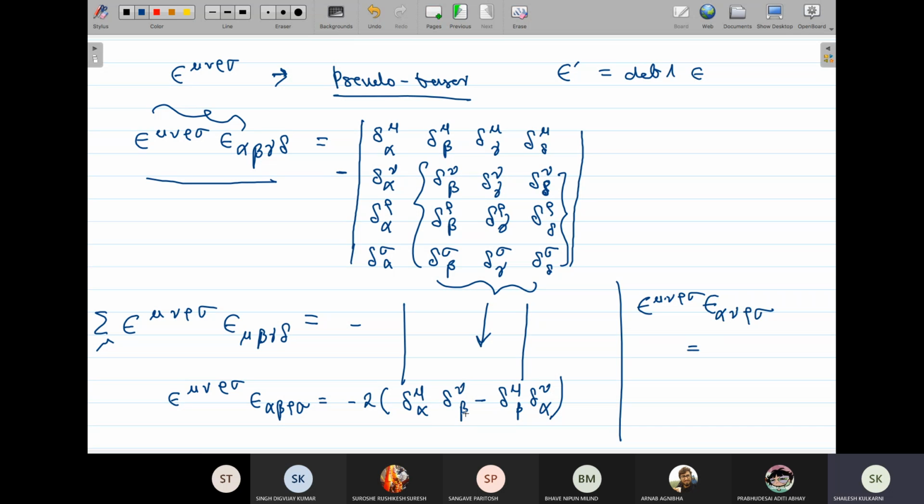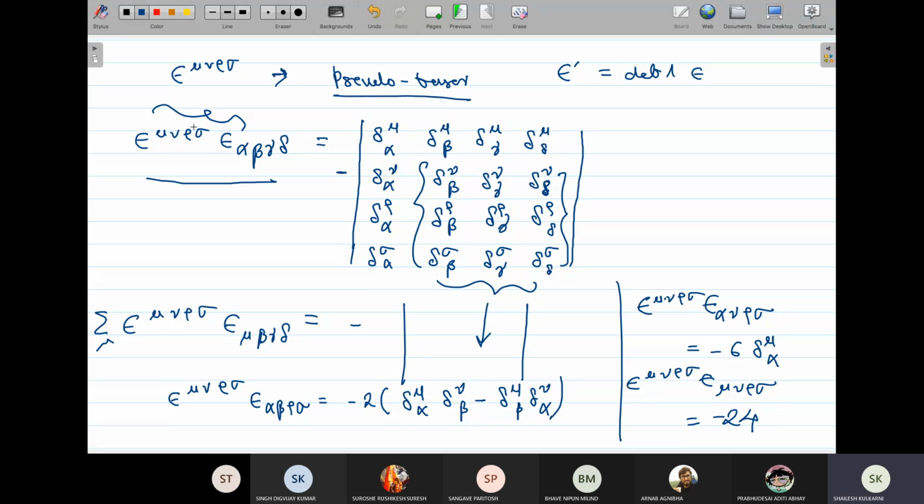So it is 4. And here delta nu alpha, so it is delta mu alpha. So 4 minus 1 is 3, 3 times 2 is 6, so it will be minus 6 times delta mu alpha. And if you contract all indices, then epsilon mu nu rho sigma epsilon mu nu rho sigma will be minus 24. Now, where are these results coming from? This is coming from antisymmetry; it should be antisymmetric in mu nu rho sigma. That's it.